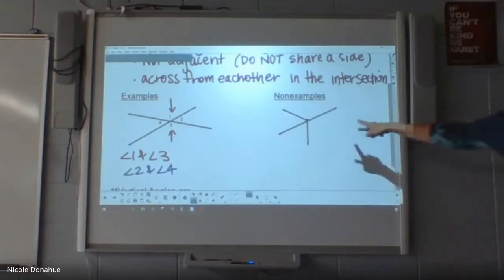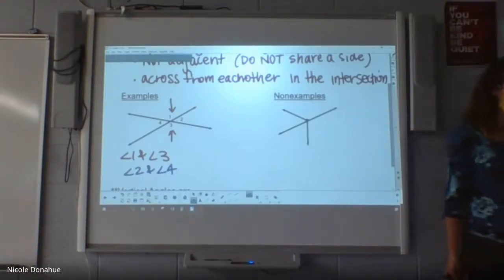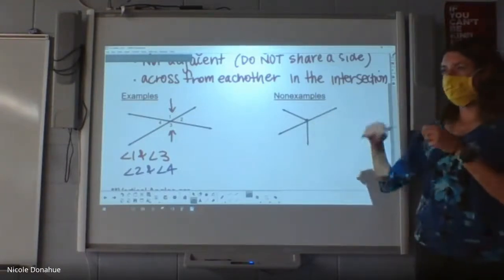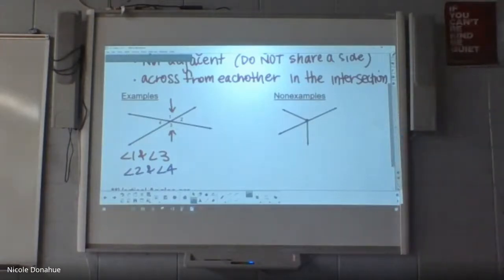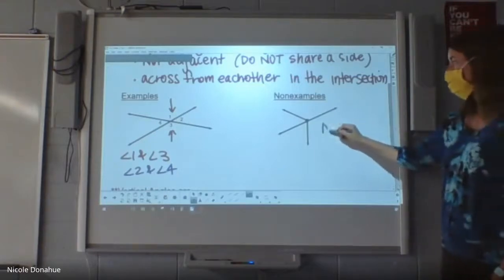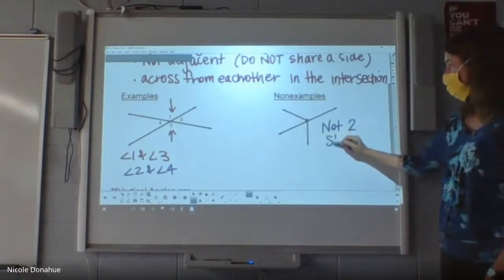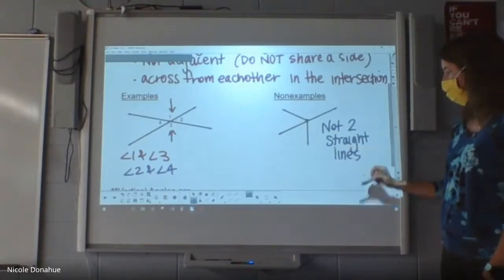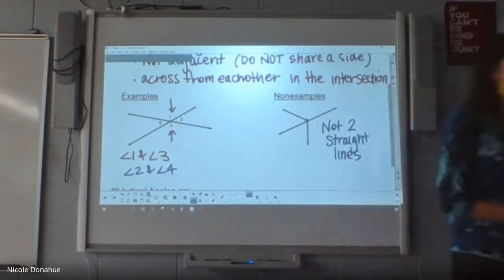Now, why is this not an example of vertical angles? It kind of looks similar. What is it missing? Yeah, Alec. The two straight lines. There's one straight line, and then there's this other line that's bent. So these aren't vertical angles because they're not formed by two straight lines. So picture two lines as straight as you can make them. So that's our issue there. There are not two straight lines.